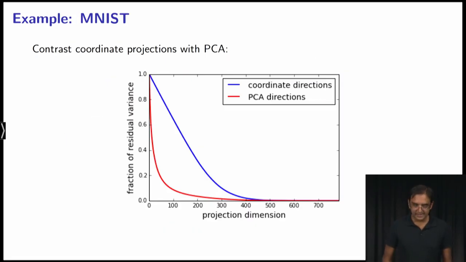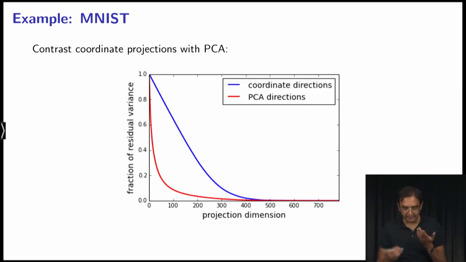So let's go ahead and see this at work. This is the MNIST dataset, and if you recall, this is a dataset that's 784 dimensional. So if we want to reduce the dimension, we can reduce it to anything from 0 to 784, and that's what's shown along the x-axis over here. Now there are two lines. The blue line shows what happens if you choose coordinate projections, that is, you select the k pixels with the highest variance. The red line shows what happens if you use principal component analysis.